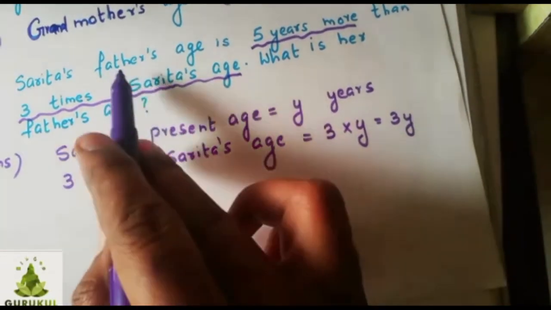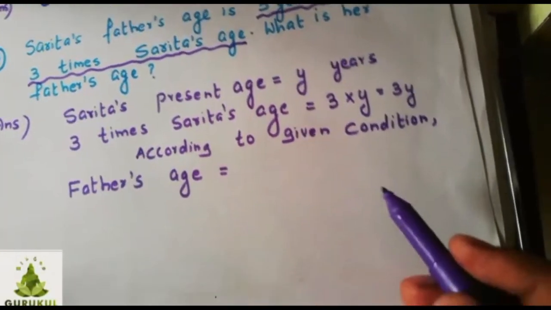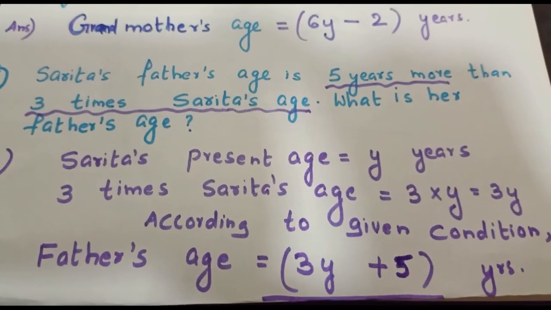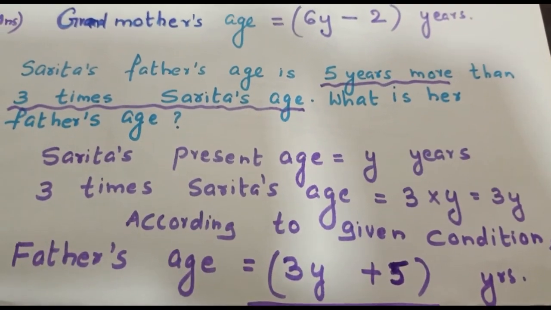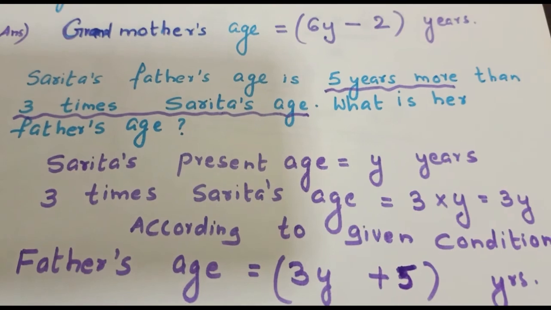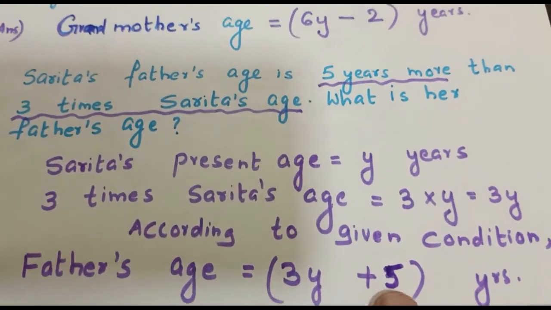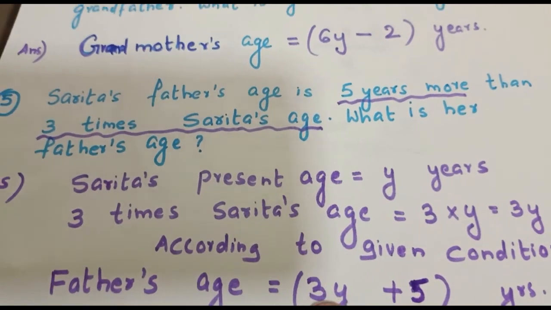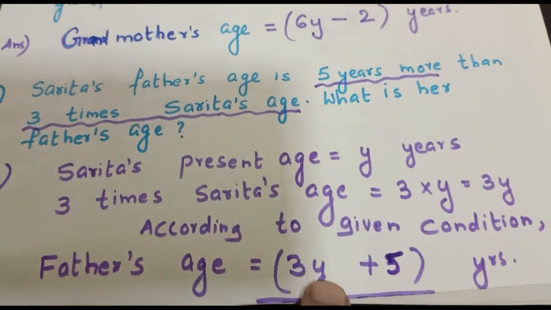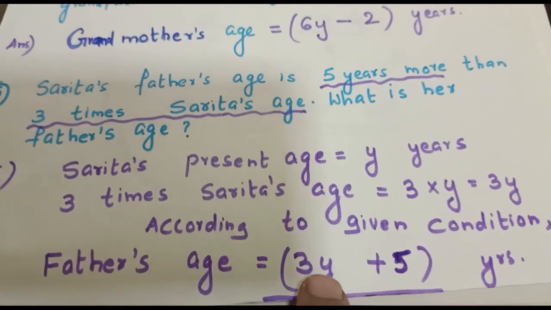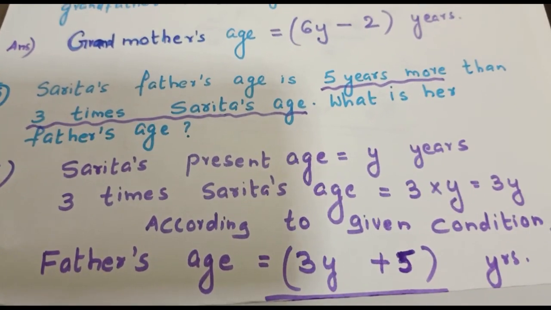Now, what is the next condition? Father's age is 5 years more than that. According to the given condition, father's age will be 3Y plus 5 years. So, father's age is 3Y plus 5. 5 years more, so plus 5, and here it is 3Y, 3 times Sarita's age. Sarita's age is Y at present. So, father's age is 3Y plus 5. Is that clear? Copy down in your notebook.